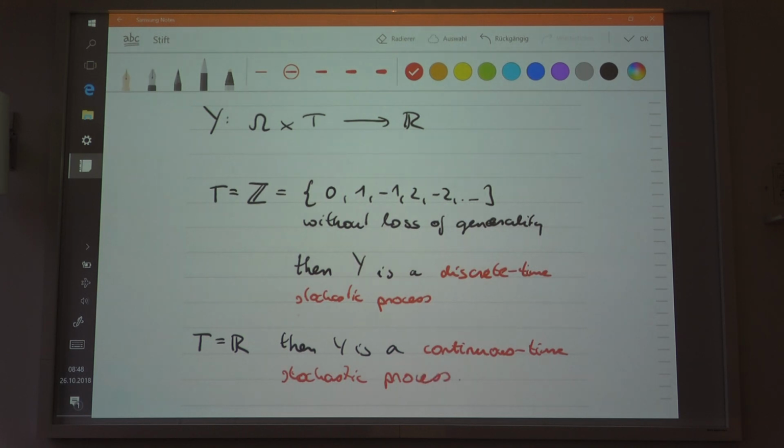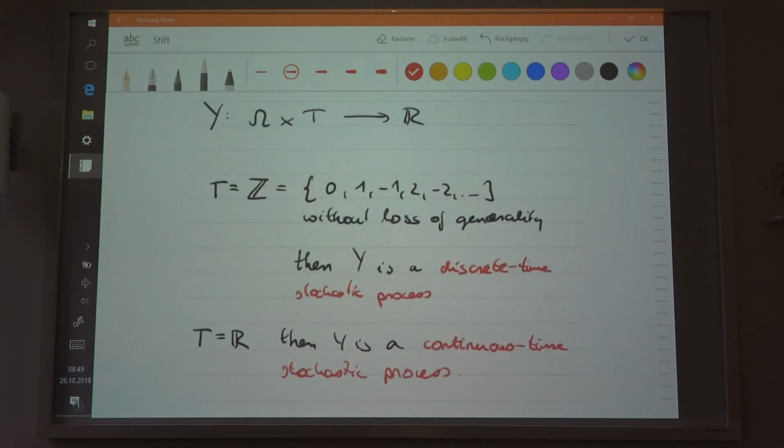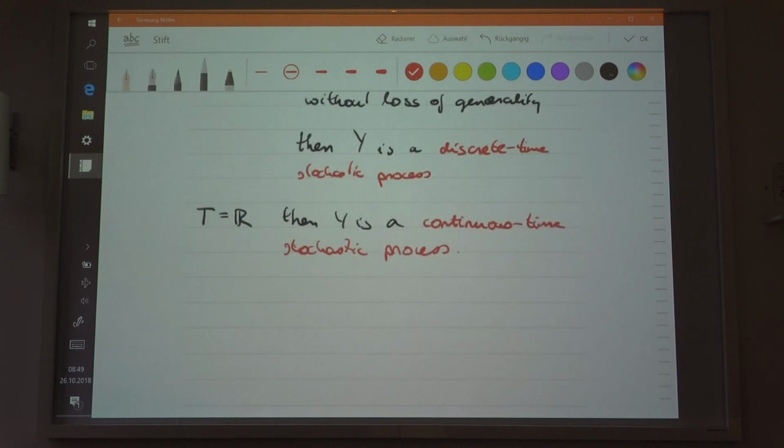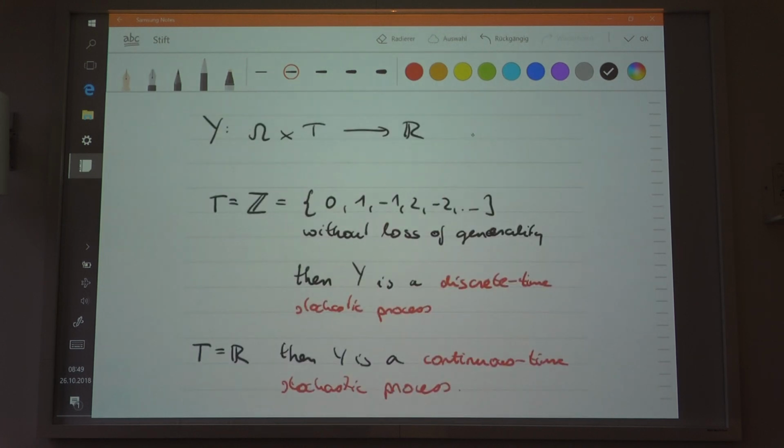So either you have the set of all integers without loss of generality, or you have the set of real numbers for the time, depending on what you have. Now, on the other hand, let's say we fix a time. So we're looking at the values of the random variable. Basically, what you have here is a stochastic process.